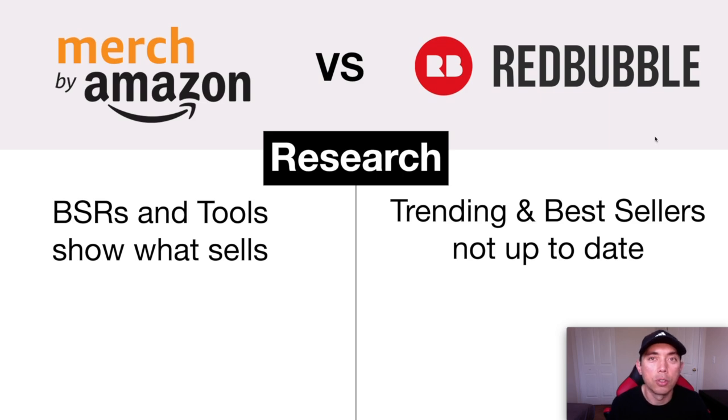Whereas with Merch by Amazon, you get day-to-day data. You know what's selling well that day and the next day or the next week. So things keep moving and it's easier to do the research that way.